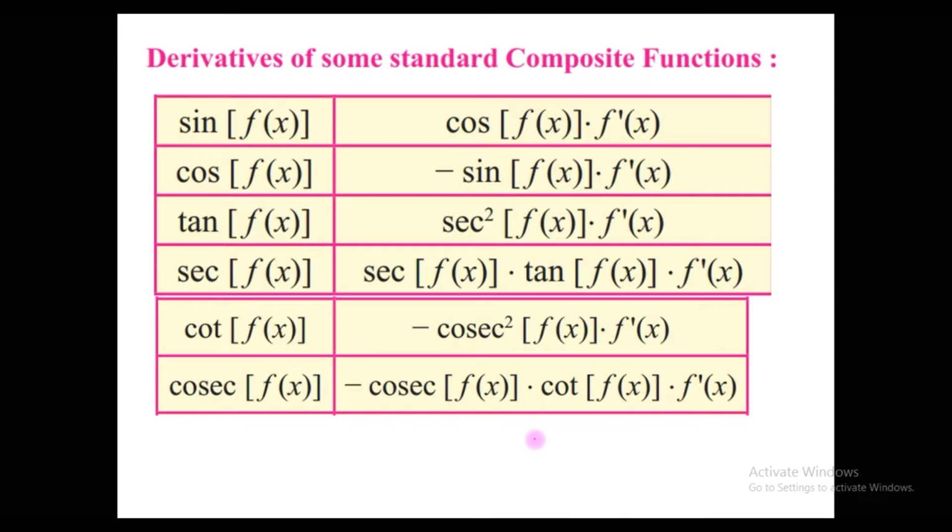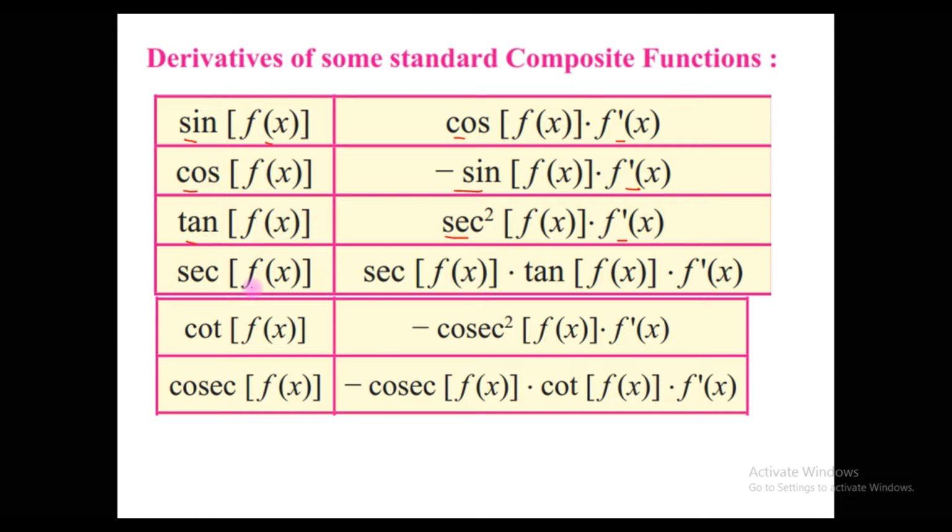So also we'll recall a few derivatives from trigonometry. Sine of some function, how to find the derivative of sine of some function? First of all, the derivative of sine is cos, and then multiply this with f dash of x, that is the derivative of this f of x. Then the derivative of cos is minus sine, multiply this by f dash of x. Derivative of tan is sec square x, multiply this by f dash of x.